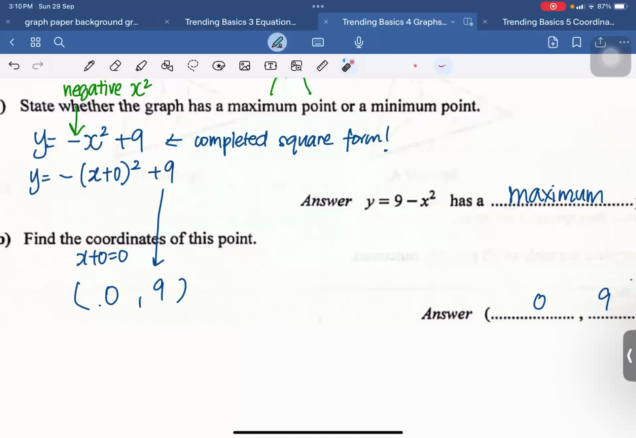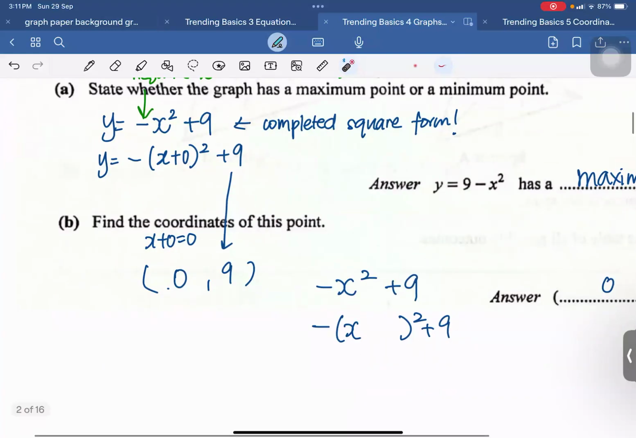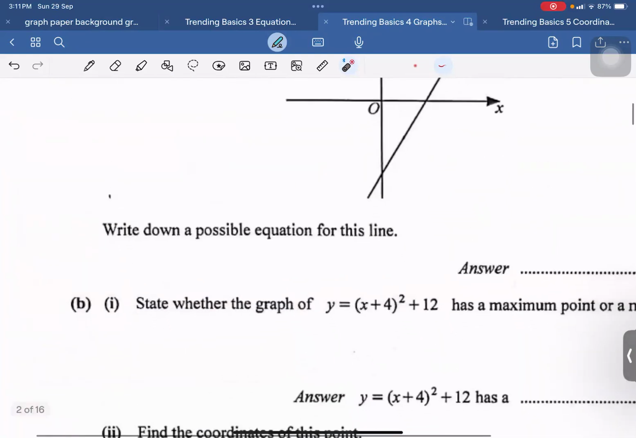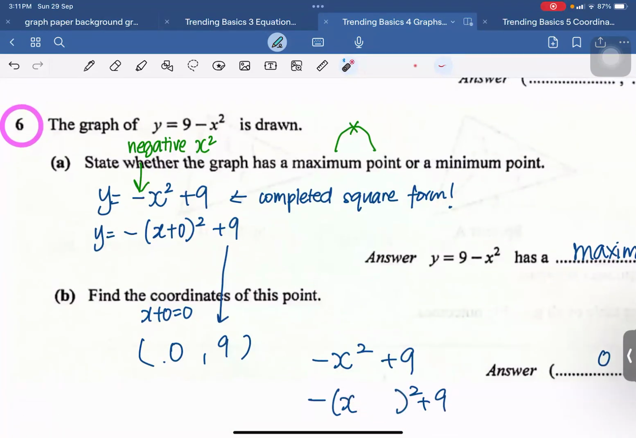How do you know it's -(x plus 0) squared? Because this one here is just -x squared plus 9, correct or not? Usually we have a bracket, negative (x something) squared plus 9. But since there's nothing here, then what do we put? You put a plus 0 or a minus 0, it doesn't make a difference, because it's still 0. So there's no number here. The normal completed square form has something inside the bracket, but in this case, got nothing. It's just the x squared on its own. So it's just the number 0.